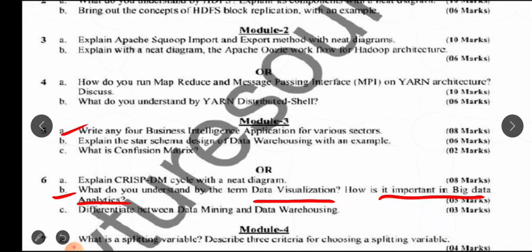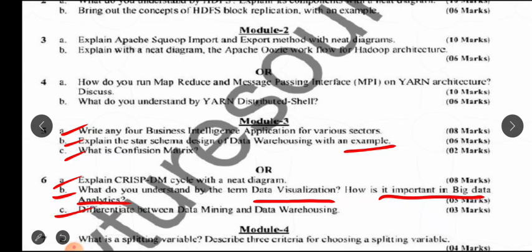5a, you can see again business intelligence, which is a repeated question. Star schema design for the data warehouse, which is one of the predominant data schema architectures for data warehousing, wherein we learned about the example of salespersons again. And the confusion matrix, we learned about the confusion matrix in the data mining chapter in the previous lectures, in lecture number 4. And 6a, you can see CRISP-DM cycle, data mining cycle with a neat diagram, which we have seen in the previous lectures.